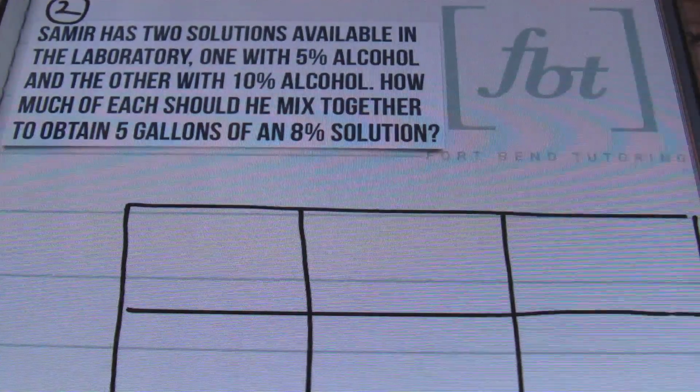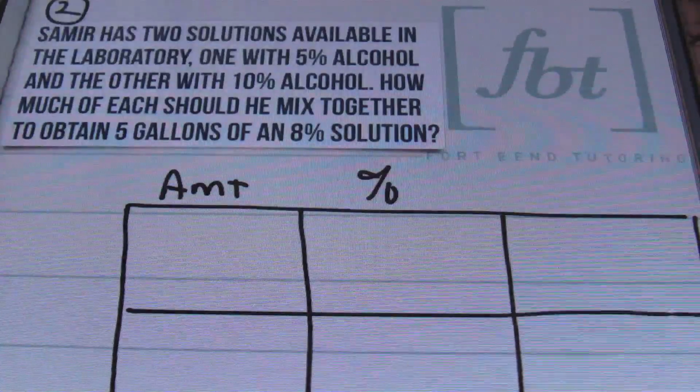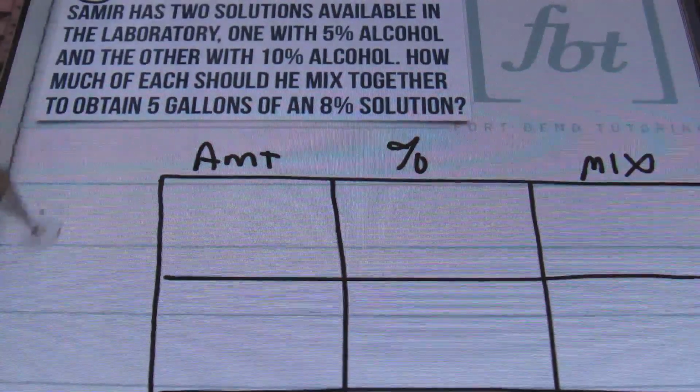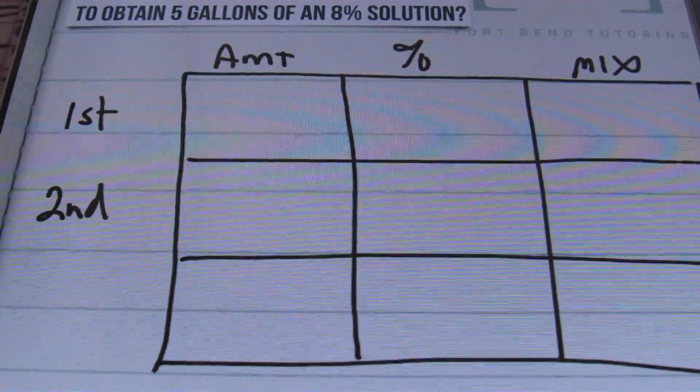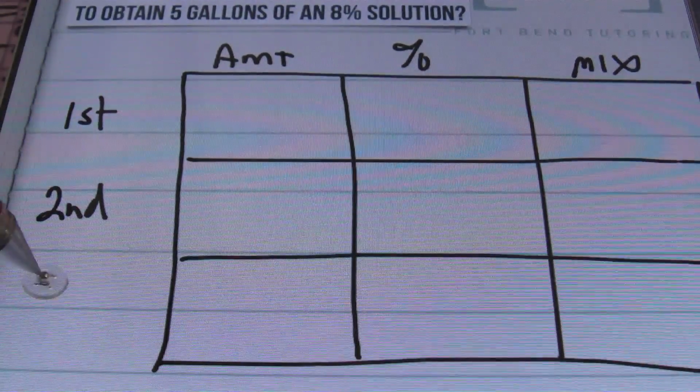We know that first of all, we'll have an amount and a percent, and that's going to equal my mix. He has 2 solutions, ladies and gentlemen, so I'm just going to say the first solution plus the second solution is going to end up with my total solution here, which is going to be an 8% solution.